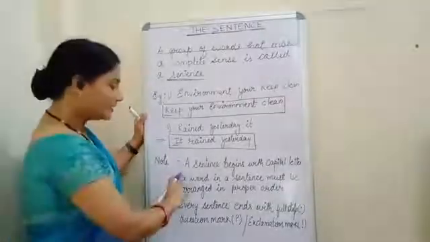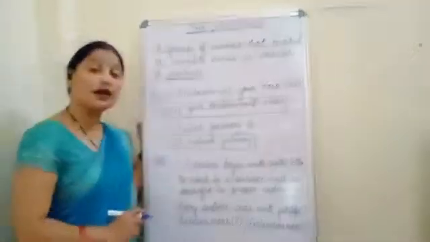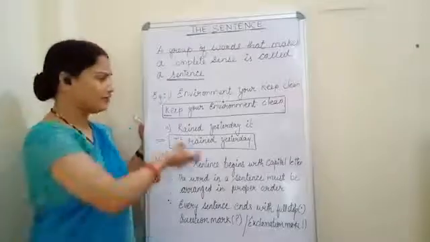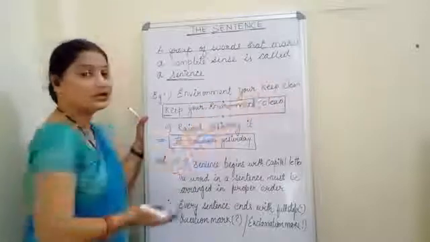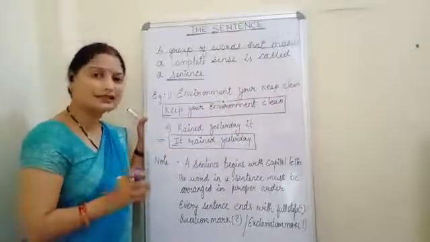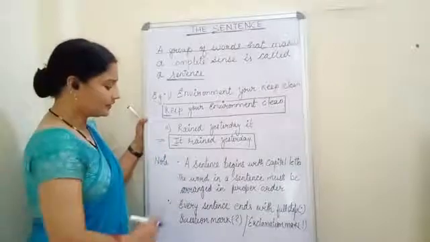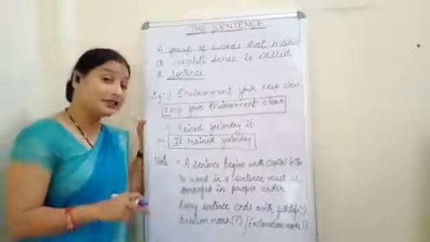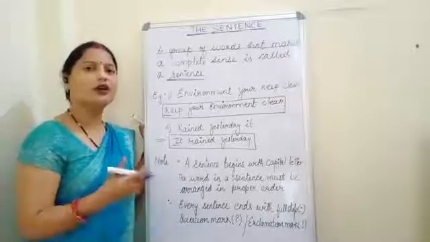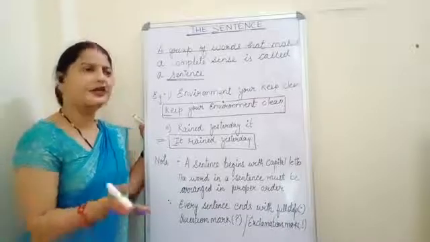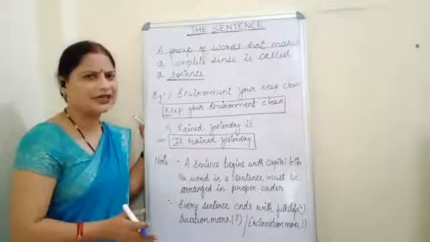Second point. The words in a sentence must be arranged in a proper order. That we have already seen, that these were the jumbled words. We have arranged them and then we made a sensible sentence. Third. Every sentence ends with a full stop, or it may end with a question mark or with an exclamation mark, depending upon the type of sentence.